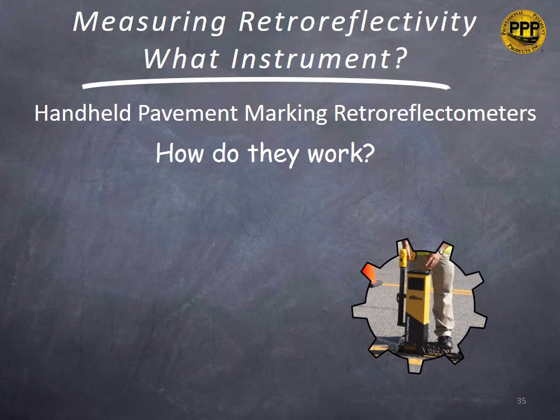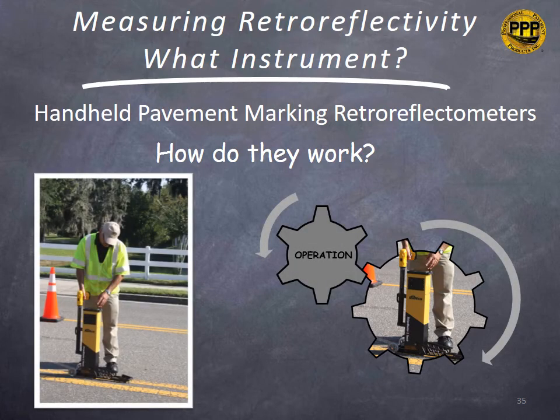So how do you operate a handheld pavement marking retroreflectometer? Place the retroreflectometer squarely on the marking in the direction of the vehicular travel. Make sure the marking is across the entire reading area. Pull the trigger or push the button, taking a single measurement.